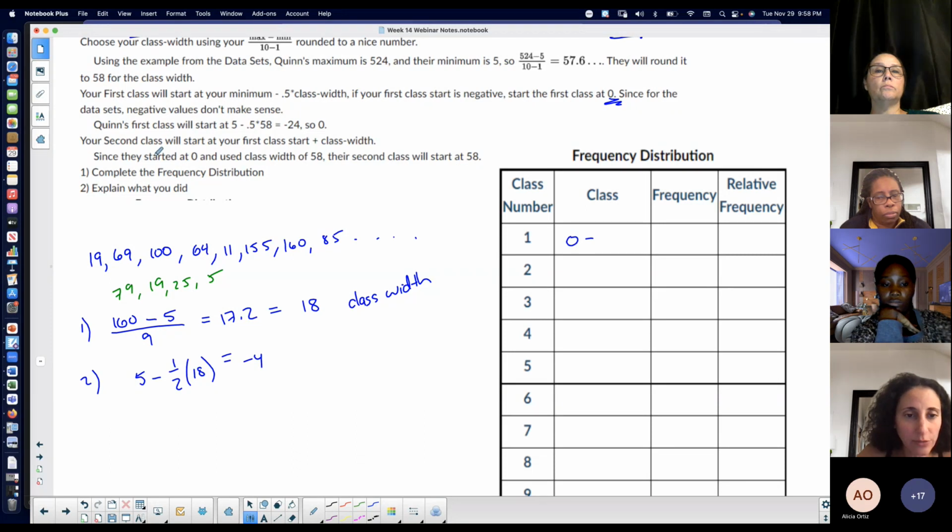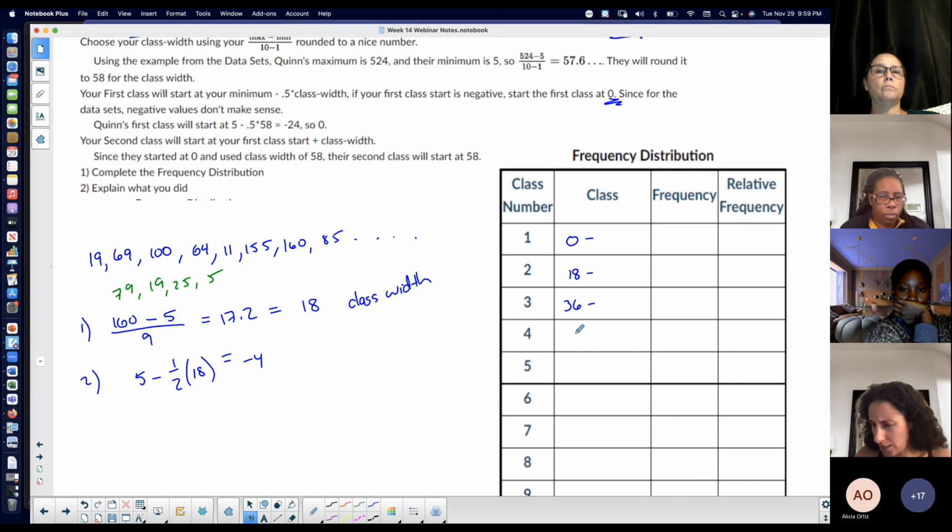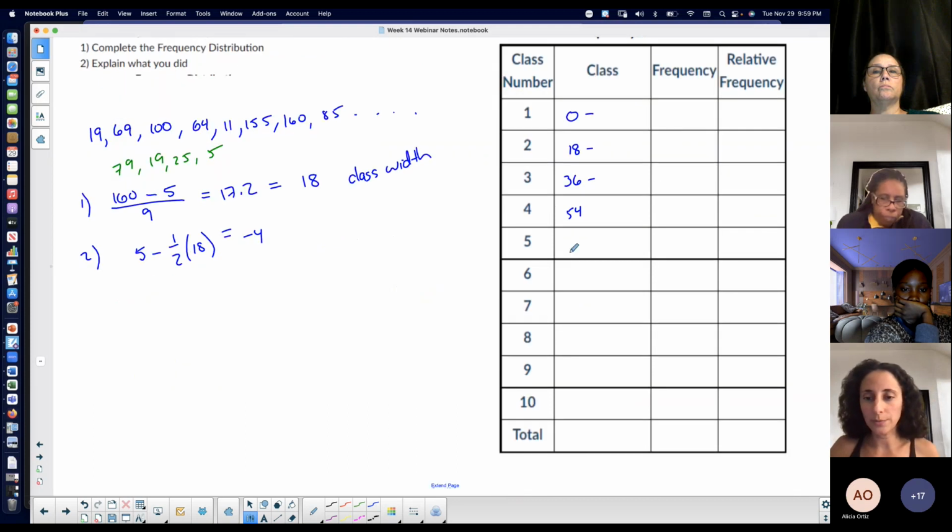Now, your second class will start at your first class plus your class width. That makes sense because the difference between each of the lower class limits should match your class width. So 0 plus 18 is 18. 18 plus 18 is 36. 36 plus 18 is 54. And so on and so forth, right? Keep going all the way down. These are just my lower class limits.